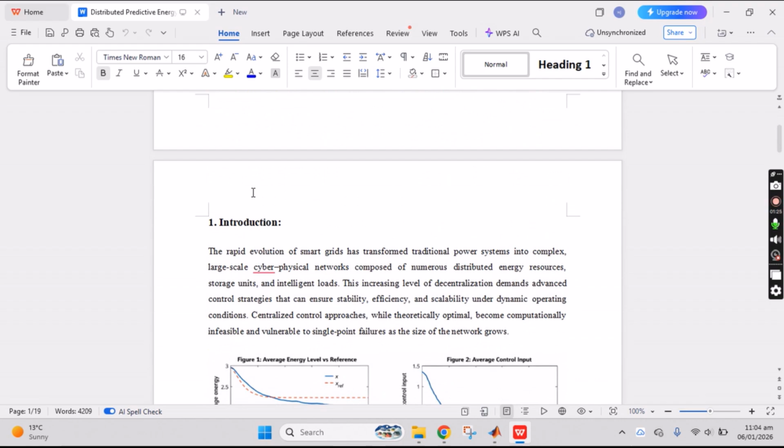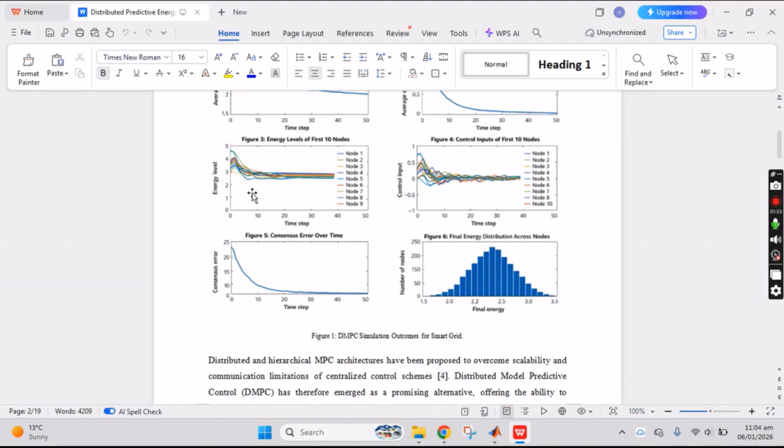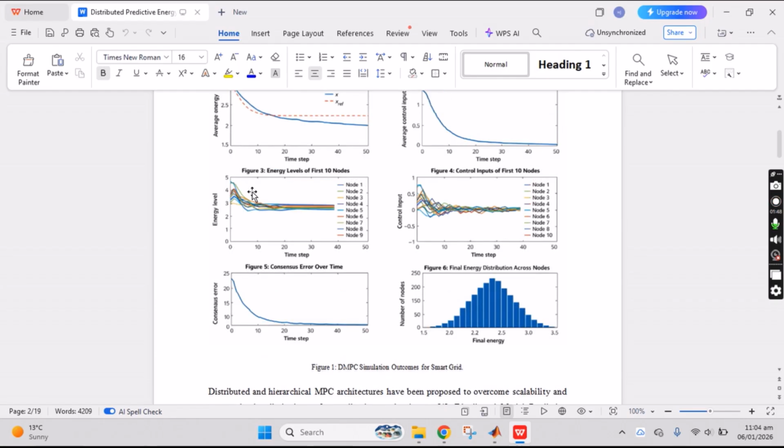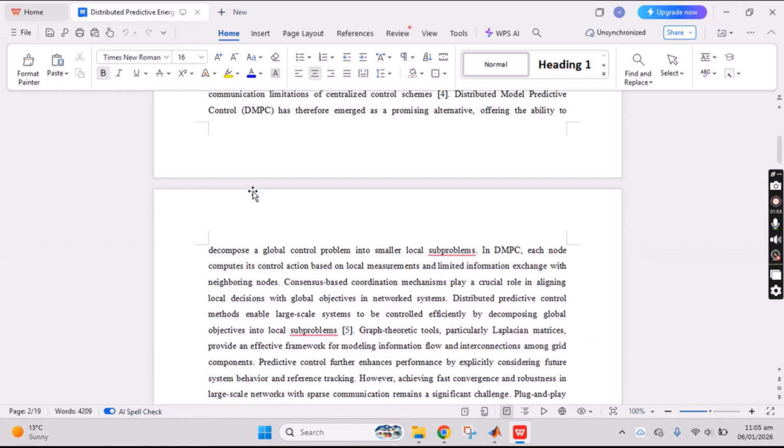Okay, so here are the keywords with the introduction. In the introduction, I have written about the average energy levels versus reference and the average control input for the DMPC simulation outcomes for the smart grid. In the smart grid, we have to monitor the energy distribution across the nodes, the error over time, and the average energy level and energy generation accordingly.